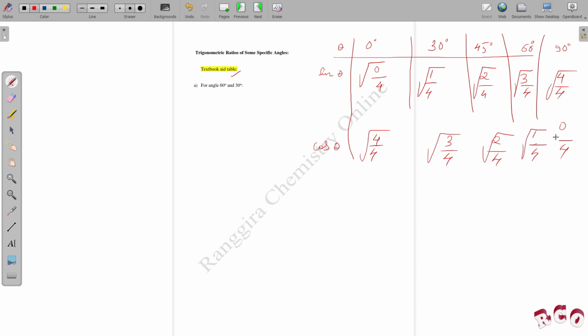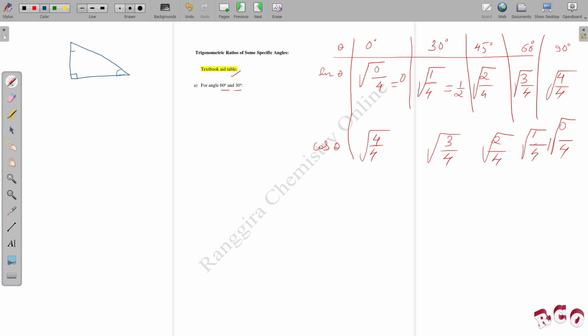Remembering this is very difficult. It will be 0 divided by something is 0, 1 by root 4 is 1 by 2, something like that. I will not be showing this. Let us try to remember with a technique which I will show now. You just remember this diagram, considering that you already know the formula that I have given you.